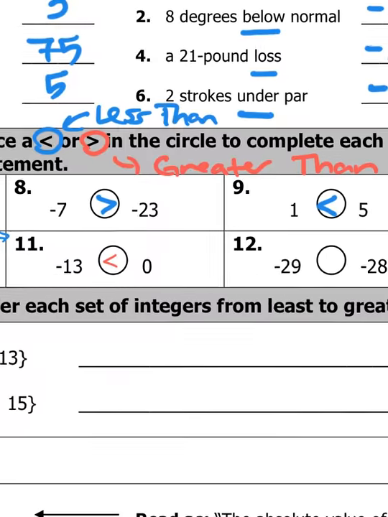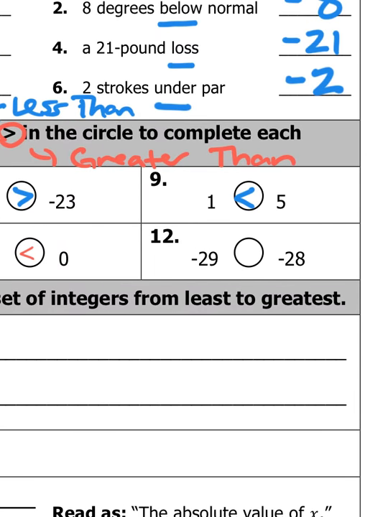And then finally, number 12, we're comparing negative 29 and negative 28. Again, think about a number line. If negative 29 is right here, negative 28 would be 1 unit to the right of negative 29. Remember, you're backwards in negative land, so that means that negative 28 is larger, and I'll use a less than sign. Negative 29 is less than negative 28.